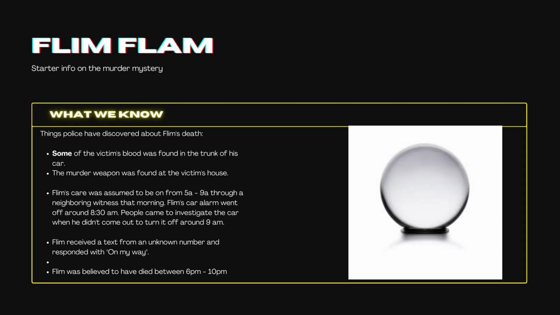So let's go over some of the things that we do know about Flim Flam's death. Some of the victim's blood was found in the trunk of the car. The murder weapon was found at the victim's house. Flim Flam's car was assumed to be on from 5 a.m. to 9 a.m. through a neighboring witness that morning. Flim's car alarm went off around 8:30 a.m. People came to investigate the car when he didn't come out to turn it off around 9 a.m.